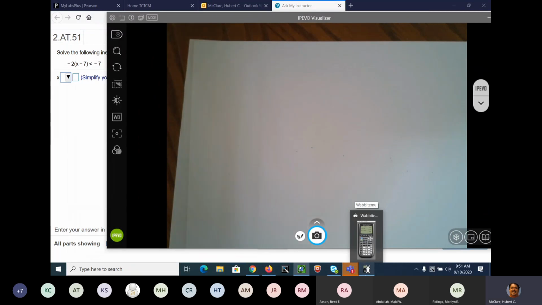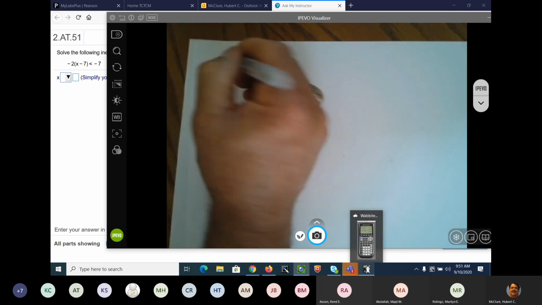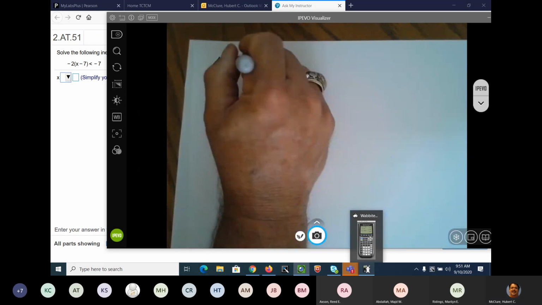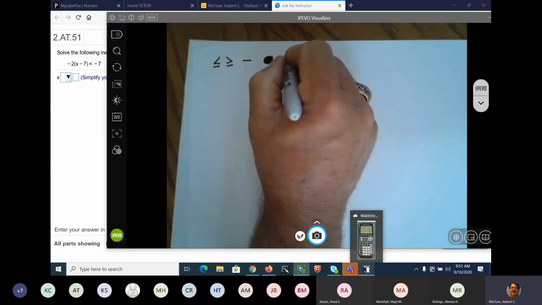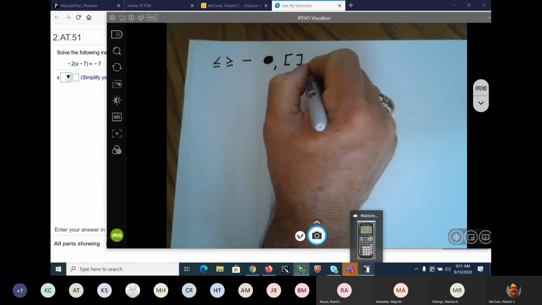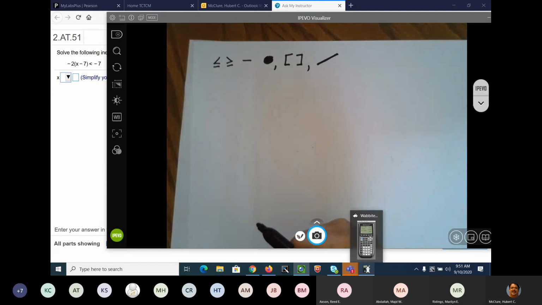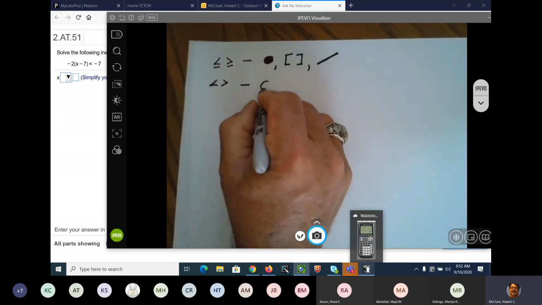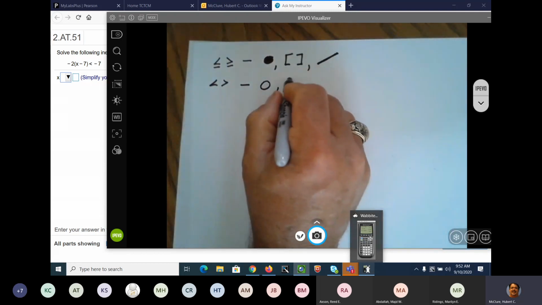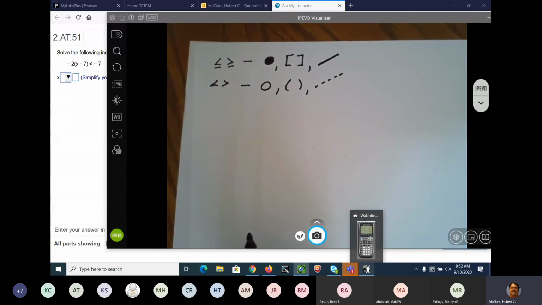First of all, you got to remember these two guys are going to give you a closed circle, in brackets, and a solid line if you're graphing. These two guys are going to give you an open circle, parentheses, or a dashed line. So you got to make sure you understand that first.